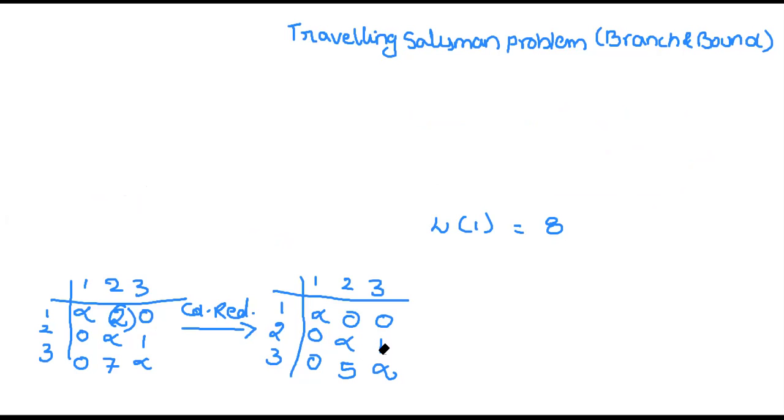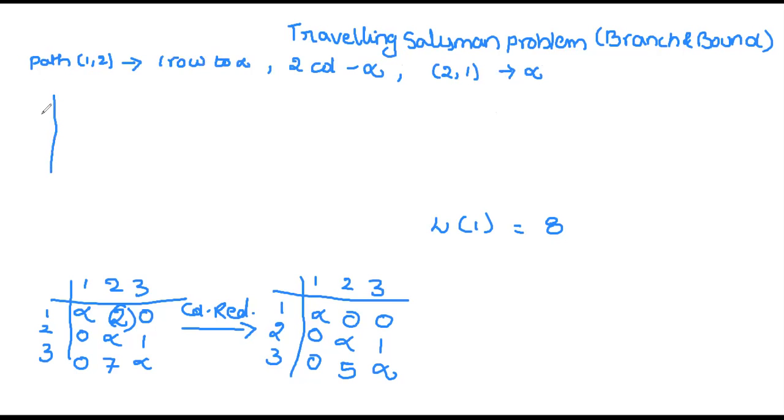So this is the matrix with which we are going to find the path from 1 to 2. While calculating the path from 1 to 2, you need to set the first row to infinity, as well as the second column to infinity, and 2 comma 1 to infinity. By taking this matrix, we will find the path from 1 to 2.